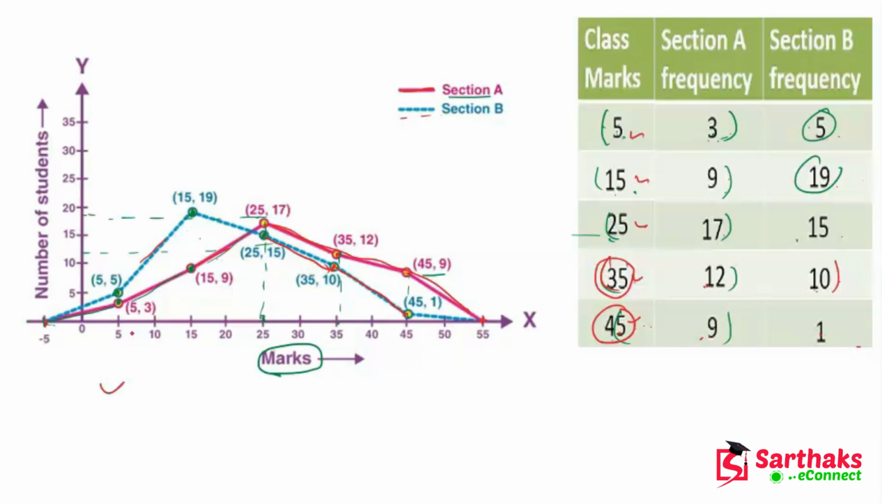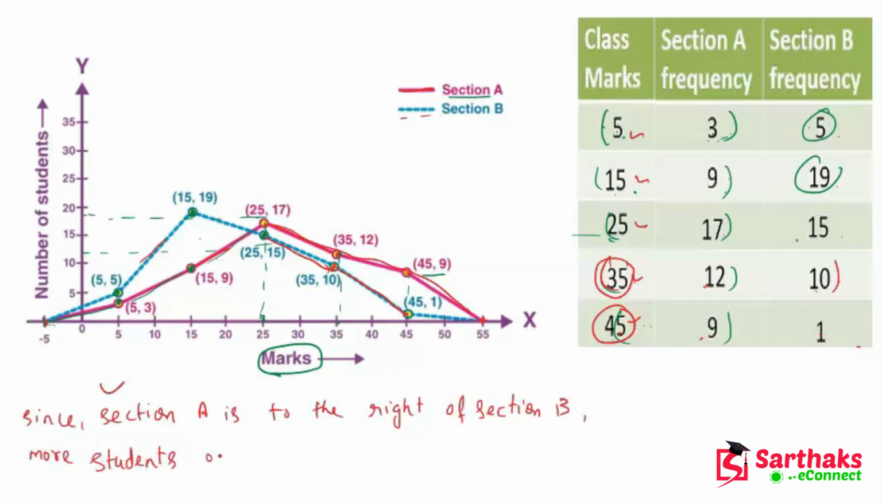So we can say that since section A is to the right of section B, more students of section A have higher marks. I hope my dear friends you understand these things. So this is the answer of this question.